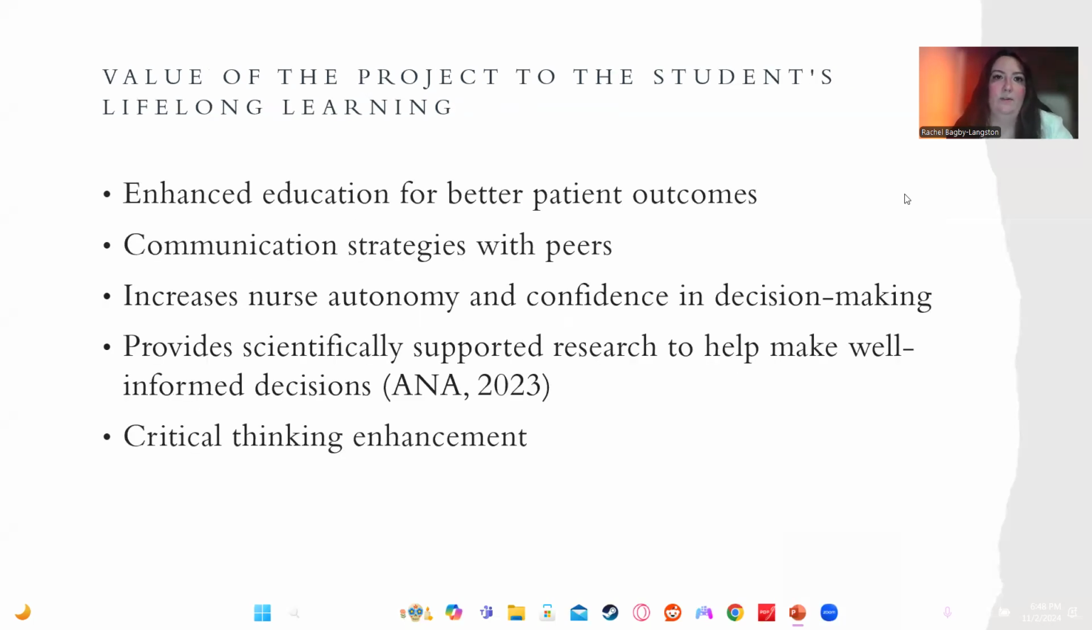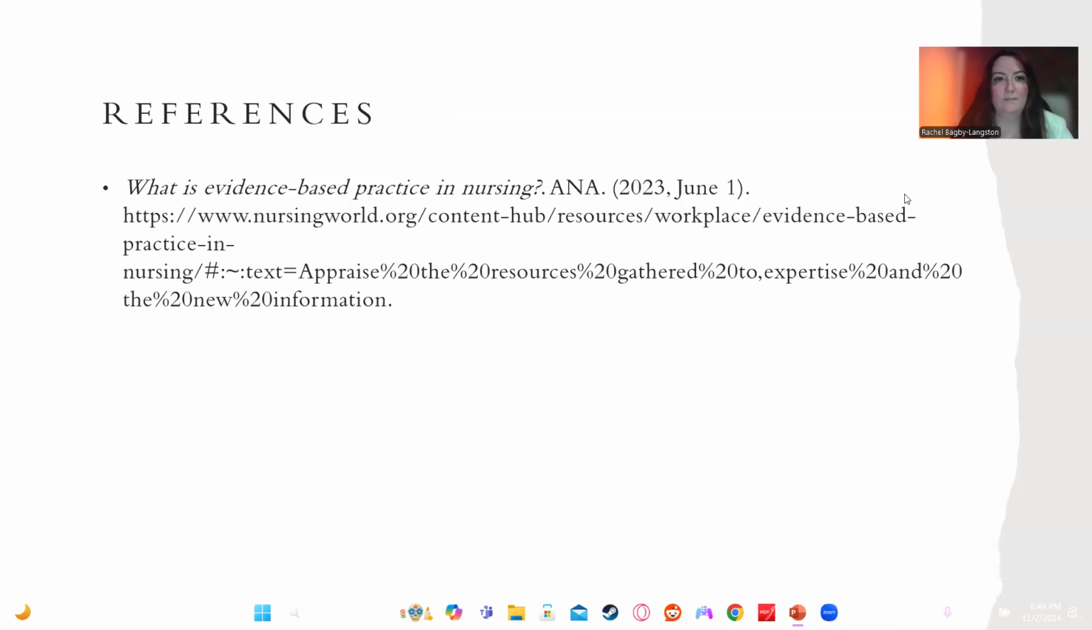How does this value my lifelong learning experience? I feel like this enhanced education for better patient outcomes for me, enhanced my communication strategies with peers. It increased nurse autonomy and confidence in decision making. And it also provided scientifically supported research to help make well-informed decisions. It also enhances our critical thinking skills because we have more confidence and we can make more of those decisions and think more outside of the box.